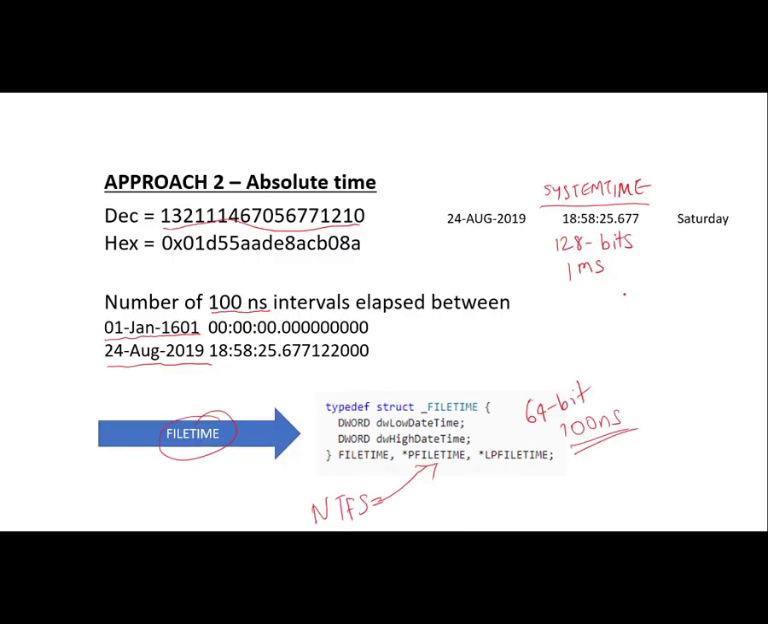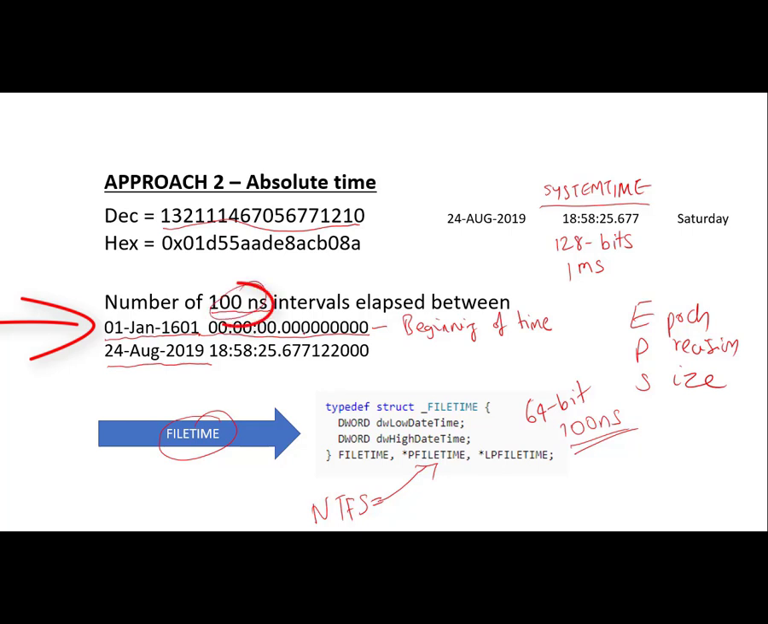To break down the idea of absolute time, we can understand it as a combination of three things: the epoch, precision, and size. The epoch represents the beginning of time. So for NTFS, the epoch is the midnight of 1st January 1601. Before this, time did not exist for NTFS. The precision is 100 nanoseconds and the size required to store a timestamp is 64 bits.